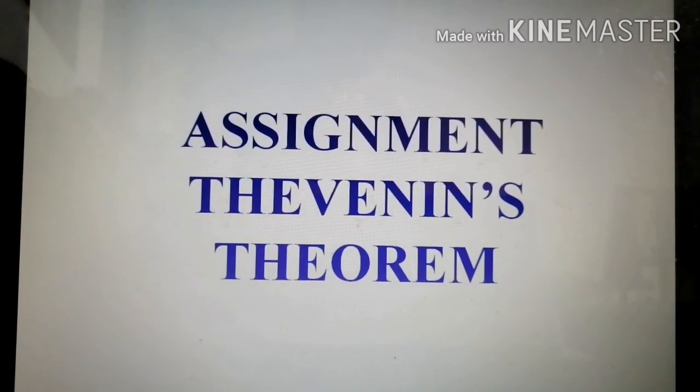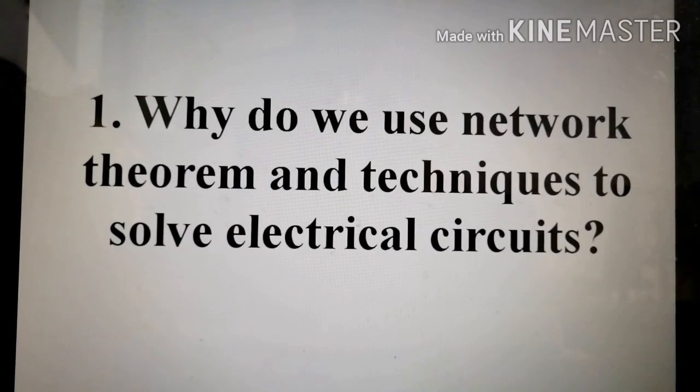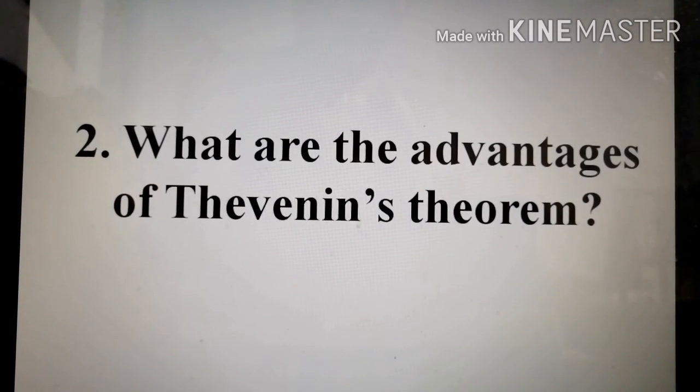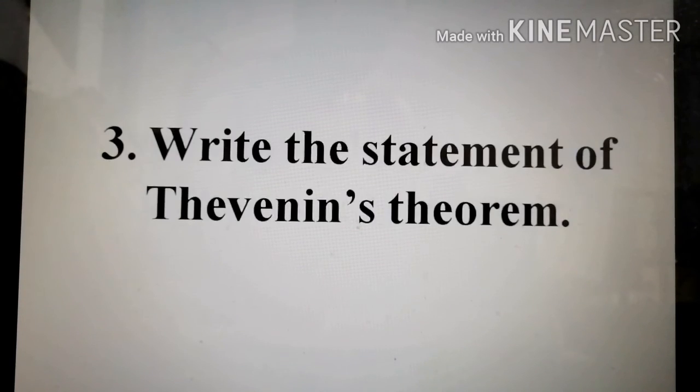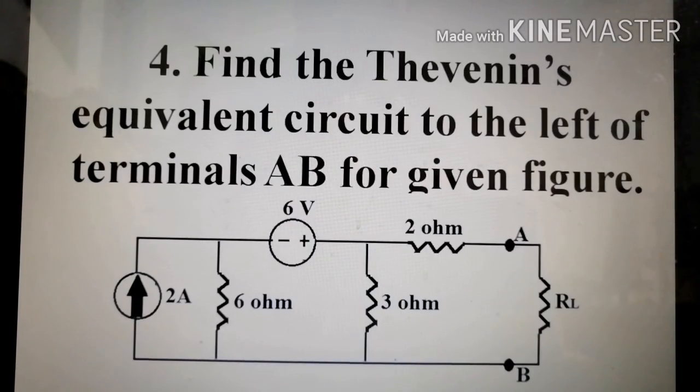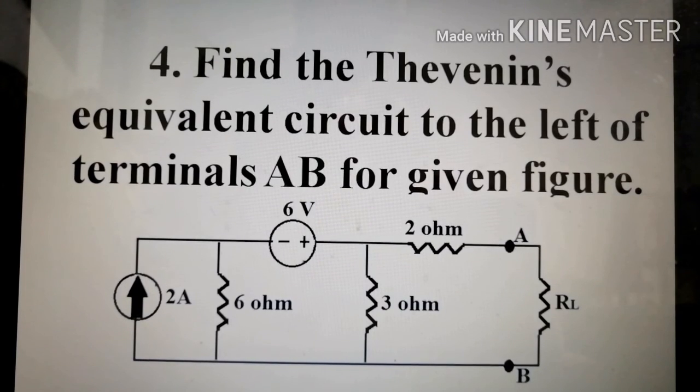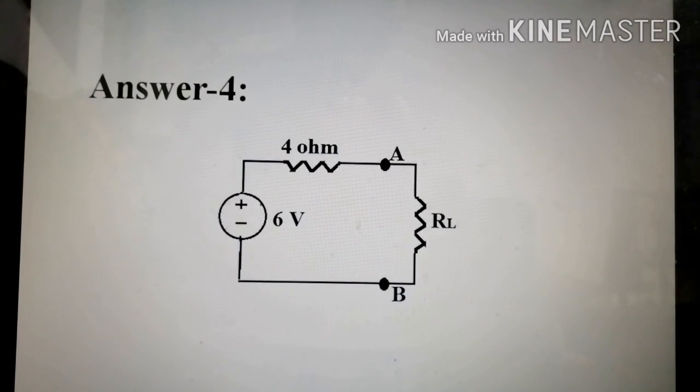Now see question number 1. Why do we use network theorems and techniques to solve electrical circuits? And the second, what are the advantages of Thevenin theorem? Third, write the statement of Thevenin theorem. And the last one, that is the fourth one, find the Thevenin equivalent circuit to the left portion of the terminal A and B for the given figure. This is the answer of question number 4.